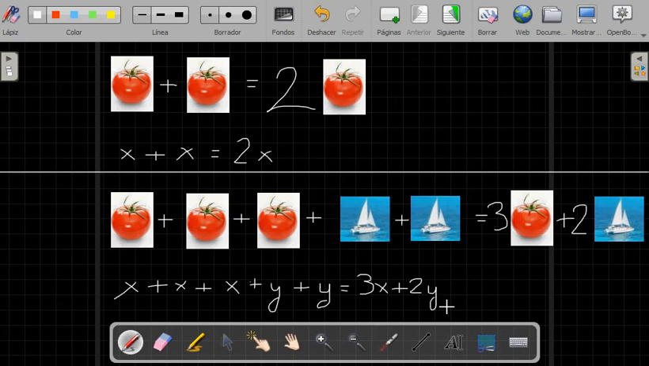A lot of people make this little mistake and say 3x plus 2y is equal to 5xy. They say something like this, but that's completely wrong. And why is it wrong?